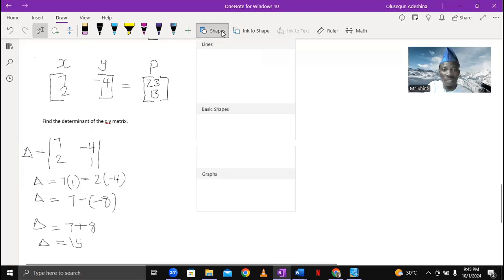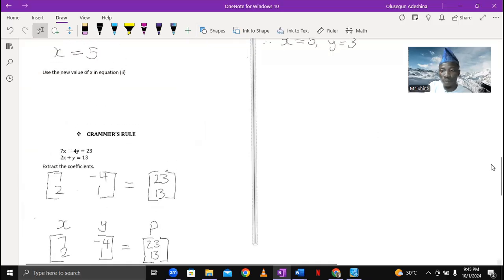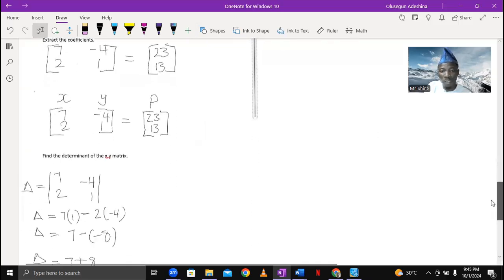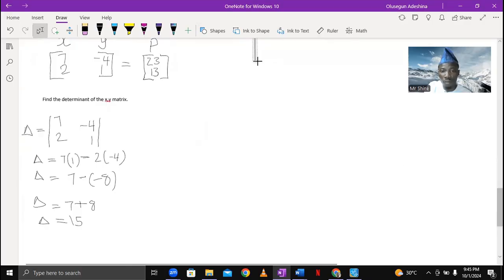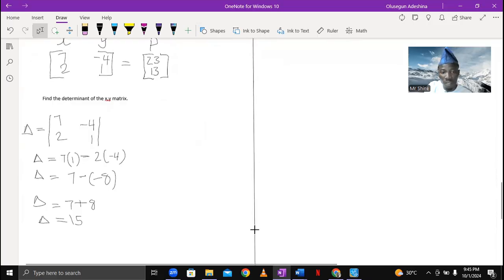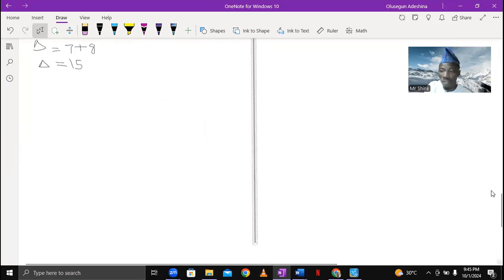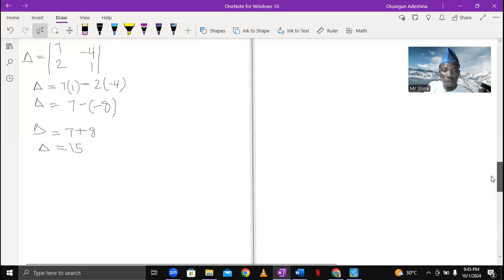So what is the next thing to do? All right, let's go to the next thing to do. Having found the determinant of the general matrix or the XY matrix, the next thing is to begin to solve for X and Y in turns. Let's solve for X and Y in turns. Okay. All right, so let's start.